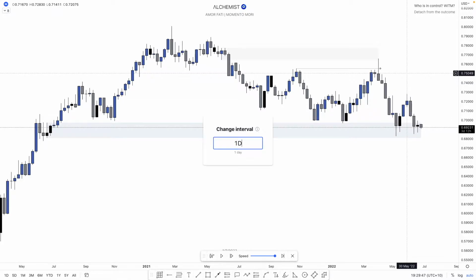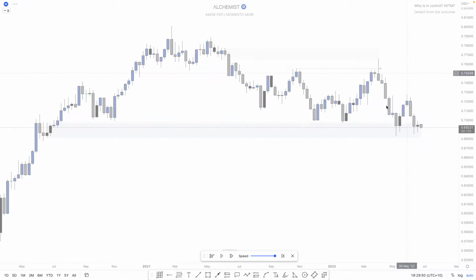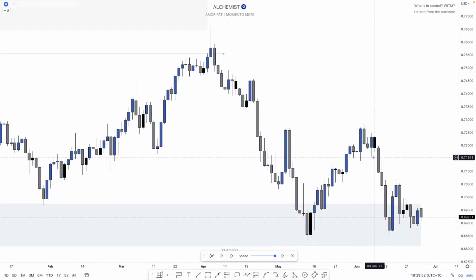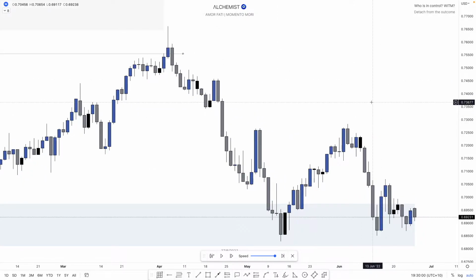Let's jump down to the daily. On the daily, I have 3 objectives. So the first objective is to identify the most recent break of structure. And then after that, just identify the daily high and the daily low. So for me, on the daily, I need to see a break of structure and a pullback of at least 110 pips.